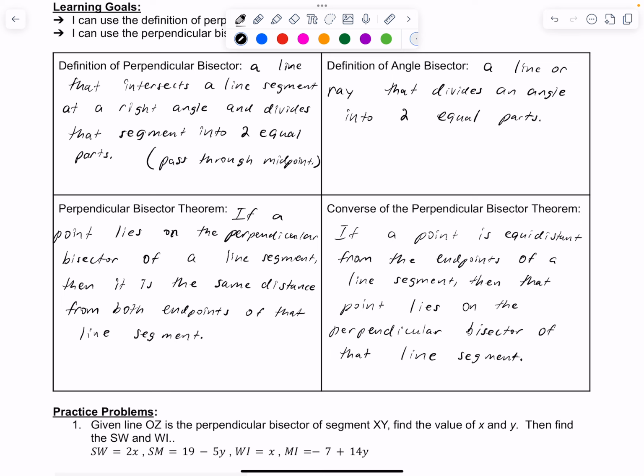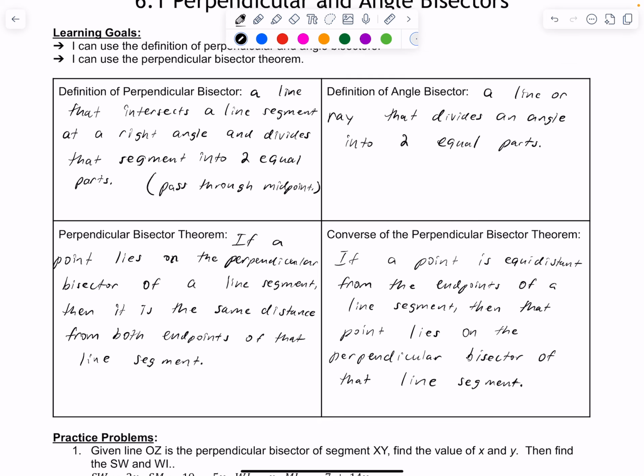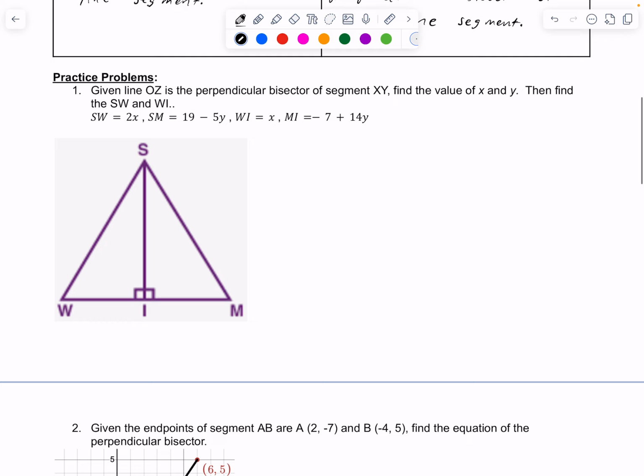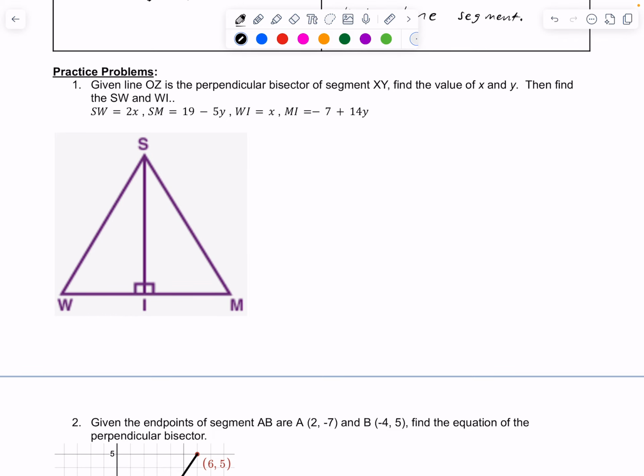Okay, I know that was a lot of writing, but we're going to be using this information to help us on these next three problems. It's a short practice here because we'll be doing this after we do our test on our congruent triangles.